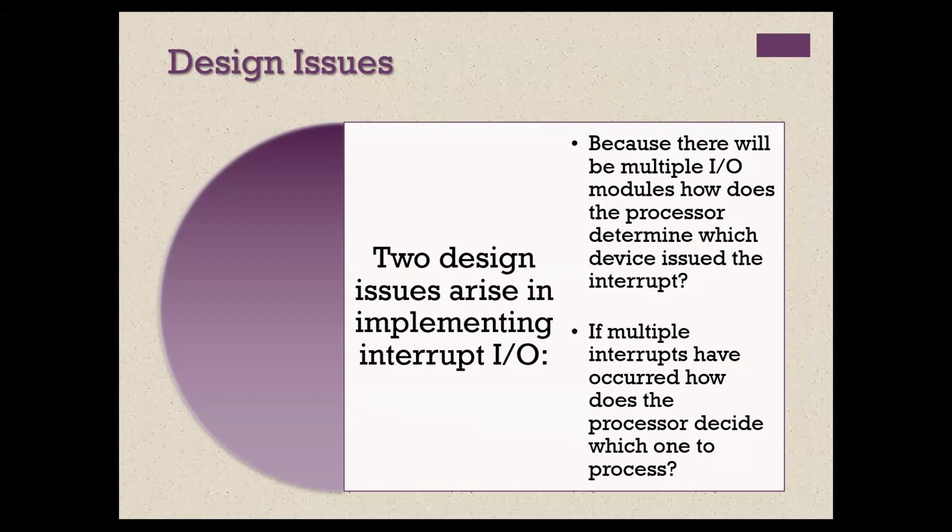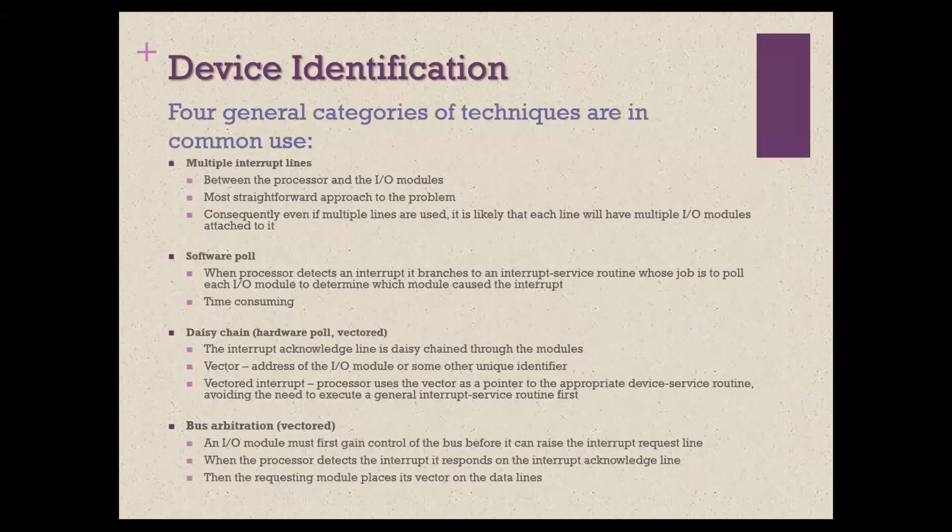Let's consider device identification and use that to answer these design questions that have been posed. Here, there are four general categories of techniques that are in common use. We have multiple interrupt lines, software poll, daisy chain or hardware poll, and vectored. And then we have the same vectored but with bus arbitration. Now let's look at them in a bit more detail.